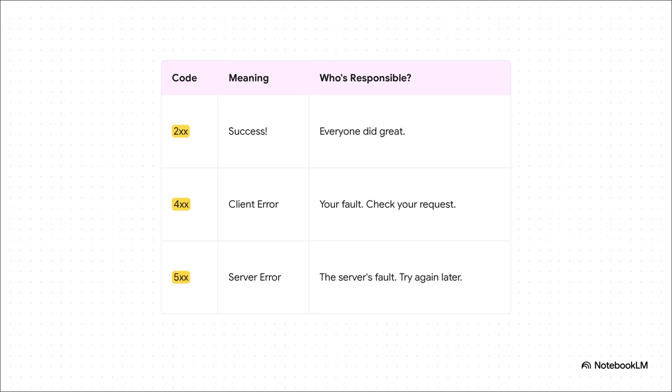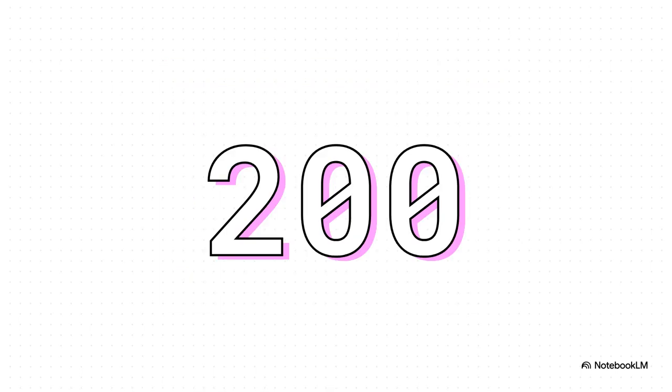And this is just a brilliant, simple system. A code starting with a 2 means everything was a success. A 4 means you, the client, made a mistake, maybe a typo in the URL. A 5 means the server had an issue, like the kitchen ran out of an ingredient. It wasn't your fault, so you might just need to try again in a little bit. And when you see a 200, that just means okay. It is the standard, successful response. It's the waiter coming back, smiling, saying your order is on its way. It is the big green light of the API world.